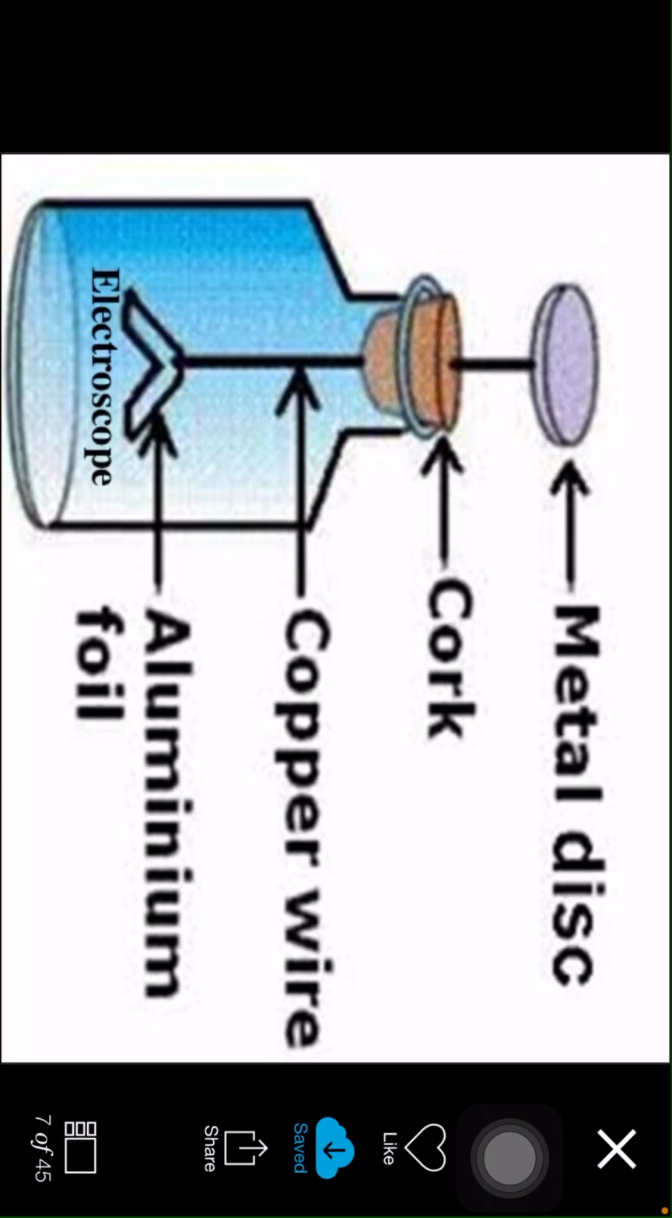For example, children, observe some pictures here. Electrons are put into the ebonite rod. Fur cloth is there. The positively charged pith is attracted to the negatively charged rod. Electrons are rubbed off the glass rod. This silk cloth is there, leaving it positively charged. For example, metal disc, copper wire, aluminium foil.